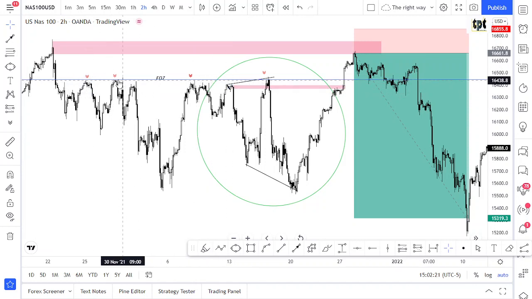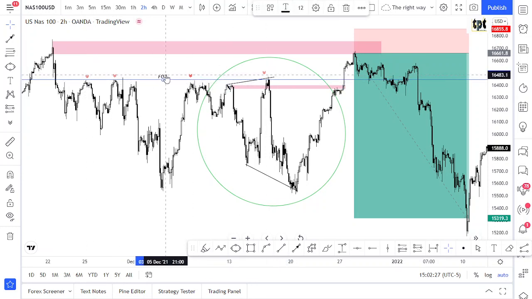So the market created this significant zone, resistance, resistance, resistance. So it qualifies to be a fake out zone whereby there is a lot of liquidity. What formed here?